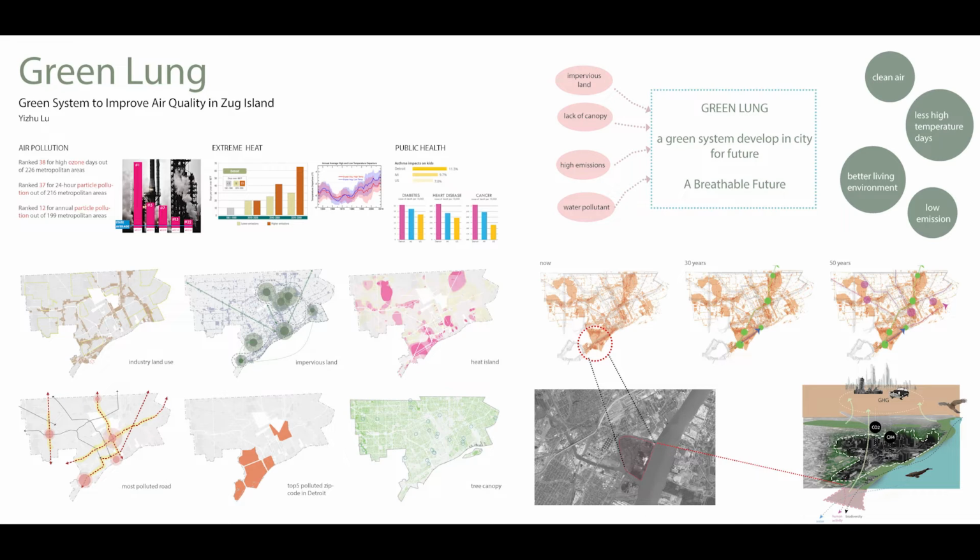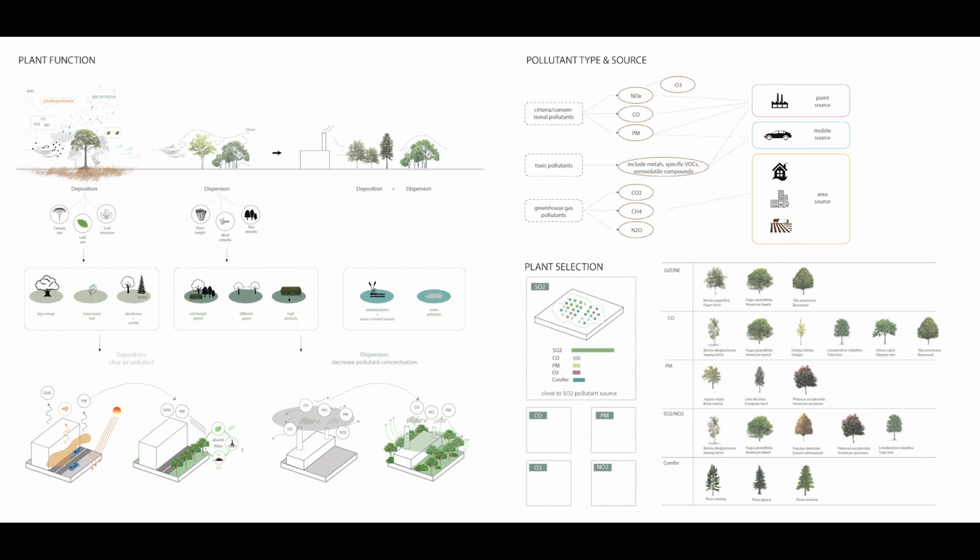Its green system will begin from the Black Island, and I hope in the next 30 years it can expand to improve some hotspot districts, and in the next 50 years, it can be used in the whole of Detroit. So why use a plant system and how to use it?